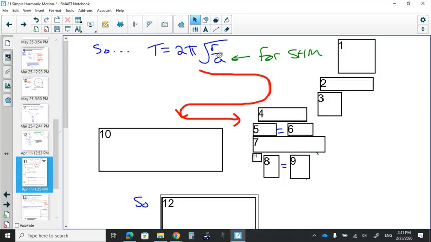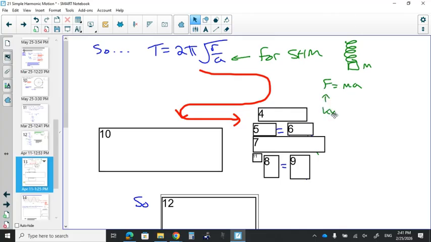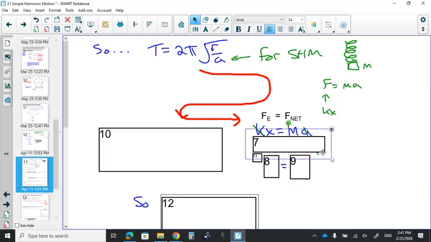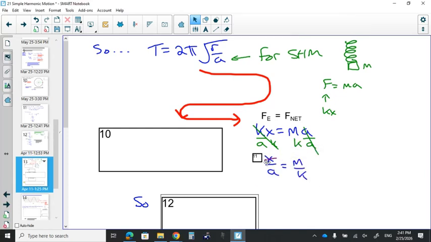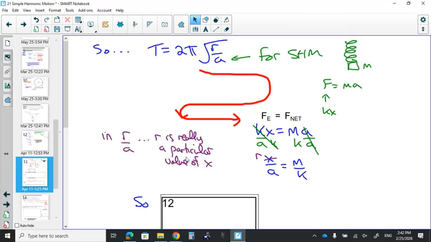So converting, this is the official conversion to simple harmonic motion. We're just going to have the acceleration and the time and so on. For simple harmonic motion, we know we've got F equals ma, and we know the force in simple harmonic motion is kx. So the force is kx and the net force is ma. We can solve by dividing out, and we end up with x over a. Well, the x is really the r, like I said, so r over a is really m over k. Just weird, but that's what it is.